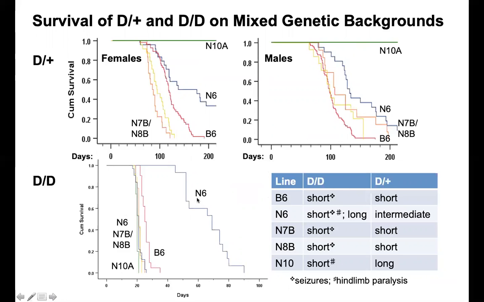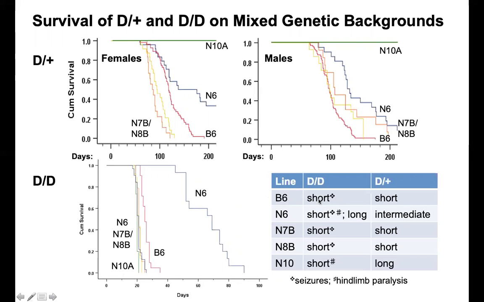On the homozygous mutants, the N6s, we have two different strains of N6. Something is segregating in N6, so we've got these long-living homozygous mutants that live up to 90 days. And you can see we also have in this group some N6 that die at 21 days, just like the N7Bs, the N8Bs, and the N10s. And the Black 6 live a little bit longer. We lost that 21-day phenotype in our Black 6. So we've constructed these different lines with very different phenotypes.